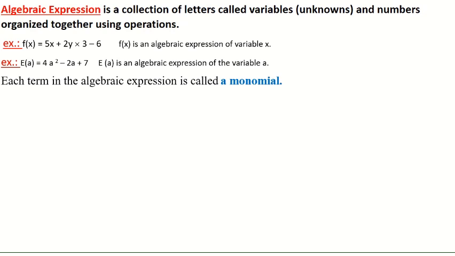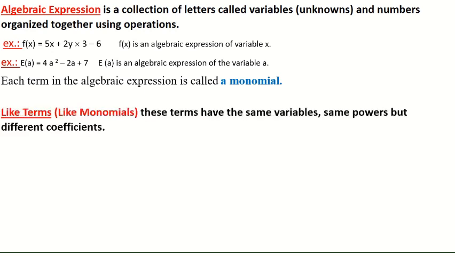Let us take this example. If we have f of x equals 5x plus 2y times 3 minus 6, this is f of x. When I say f of x, it means this is an algebraic expression of a variable x. So the variable is the letter x, where you can replace it by any number. E of a equals 4a squared minus 2a plus 7. E of a is an algebraic expression of the variable a. And every term in the algebraic expression is called a monomial.